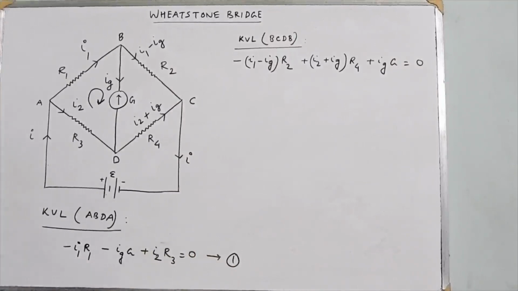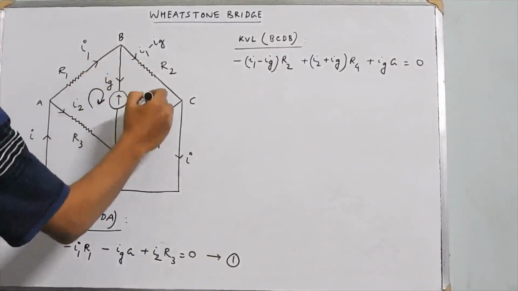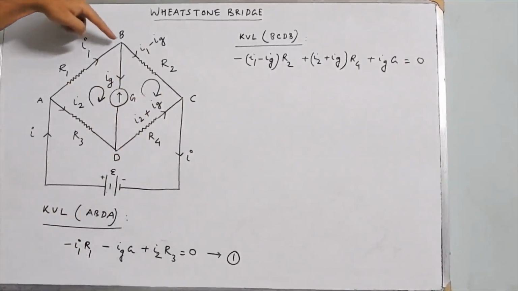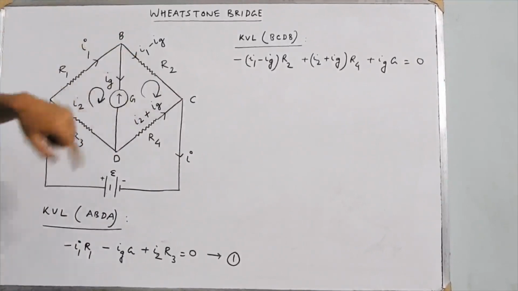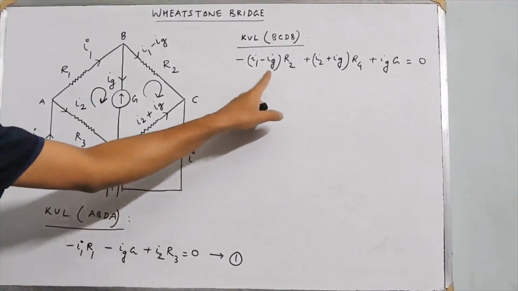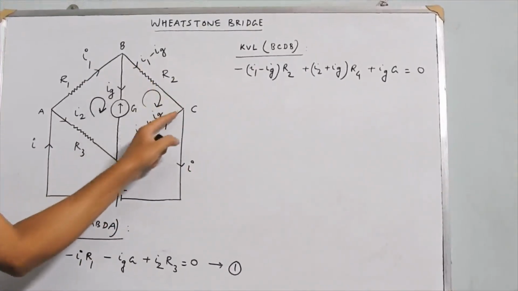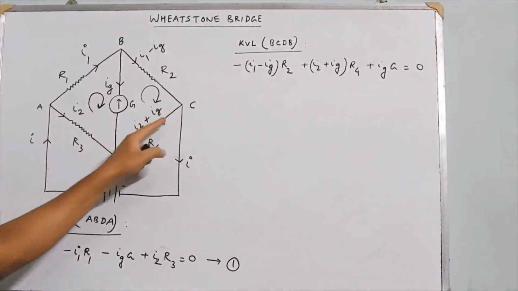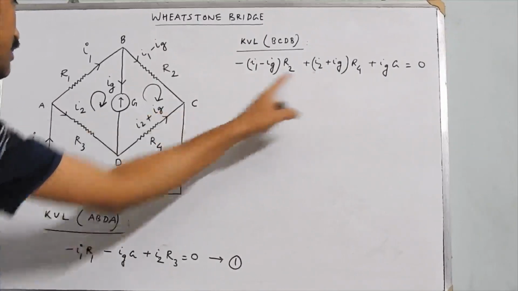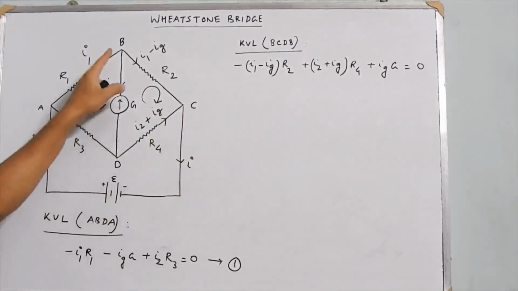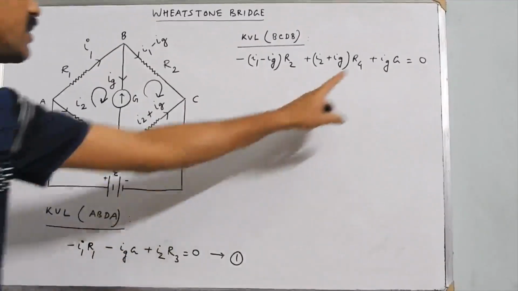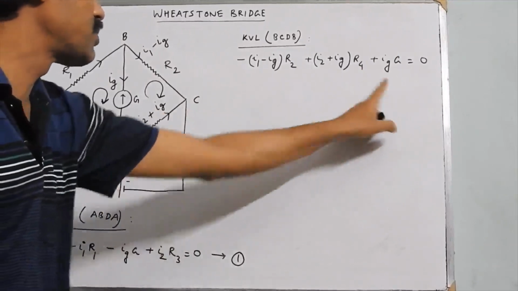Let us now apply KVL in this loop BCDB in clockwise manner. Because we are moving in the direction of current, R2 into I1 minus Ig must be negative. So this becomes minus of I1 minus Ig into R2. I am moving in this direction, which means that I am moving opposite to the direction of current. So I2 plus Ig into R4 is again positive. If I go back to B, I am again moving opposite to Ig. So Ig into G is again positive, and the sum of the potentials is equal to 0.